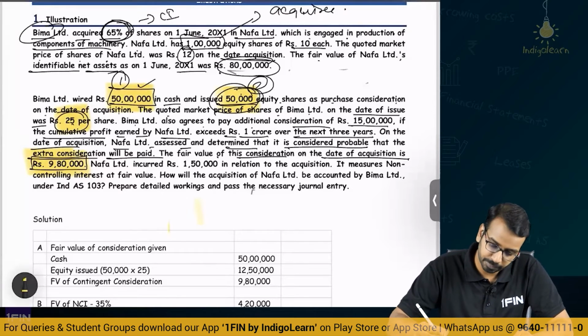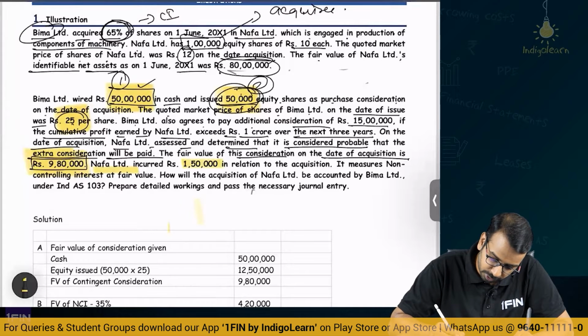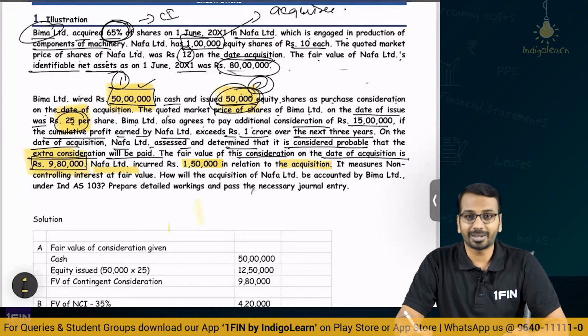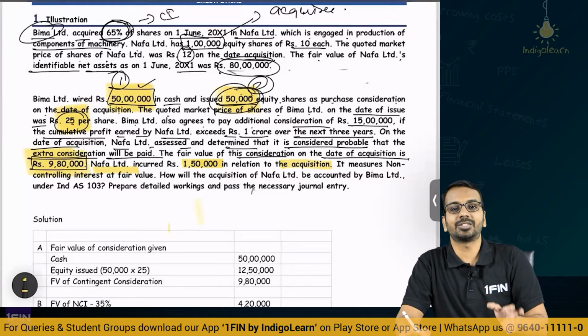Then NAFA Limited incurred rupees 1,50,000 in relation to the acquisition. So, one thing you have to keep in mind is if there is any cost of acquisition which is being incurred, that has to be expensed.